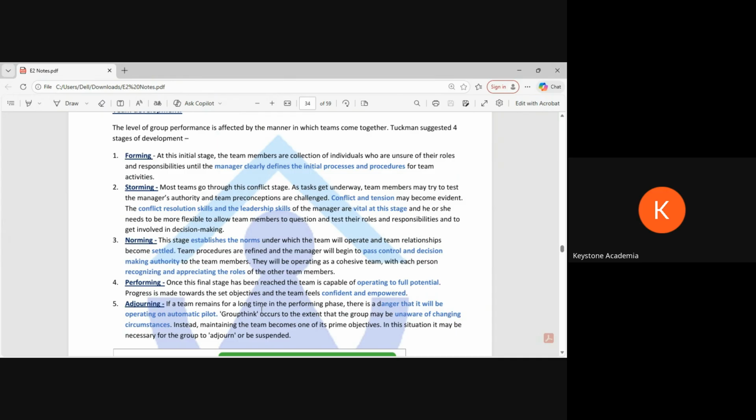If a team remains for a long time in performing phase, there is a danger that it will be operating on automatic pilot. Group thinking occurs to the extent that the group may be unaware of changing circumstances. Instead, maintaining the team becomes one of its primary objectives. They're more about being in a team rather than achieving the goal. In this situation, it may be necessary for the group to adjourn or be suspended.